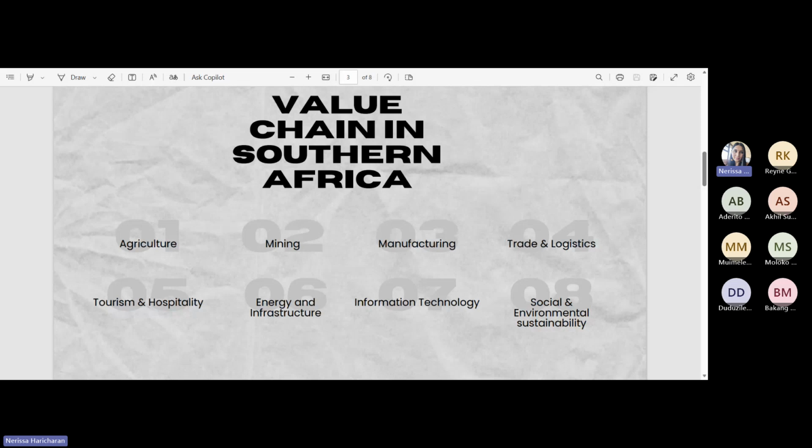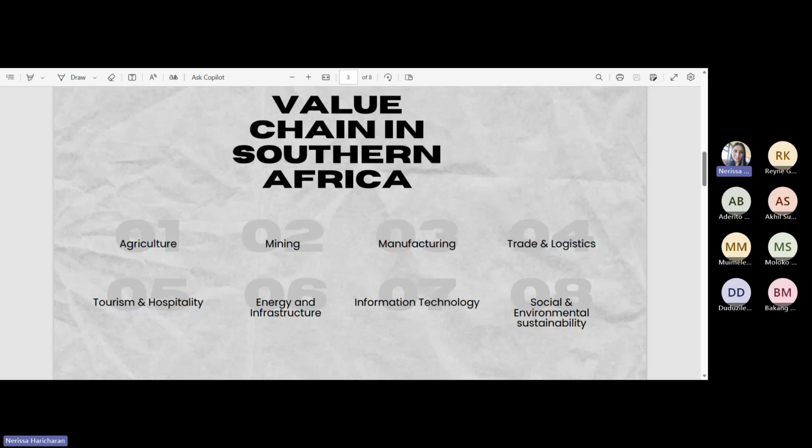Then we've got manufacturing, which is more from an automotive, textile, chemicals, food, or FMCG markets. And yeah, it's a lot to do with quality control and distribution, trade and logistics. And this is basically, as we know, South Africa or Southern Africa is the gateway for trade, especially between Africa and Europe and Asia and America as well.